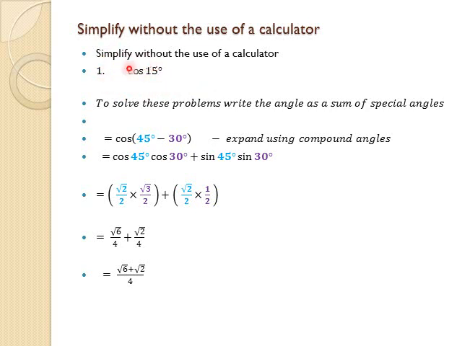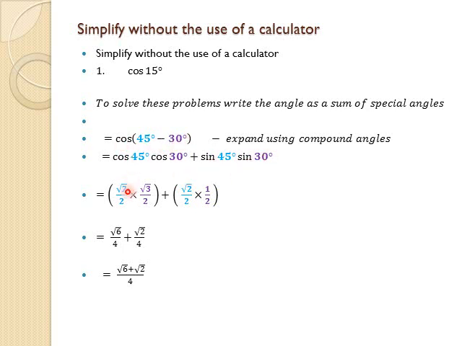Right, so the only way to simplify without the use of a calculator means you have to write it as special angles. So two special angles added or subtracted, that gives me 15. I can go 45 minus 30. Take note, I could have also said 60 minus 45. But 45 minus 30 gives me 15. If I expand, that would become cos 45 cos 30 plus sin 45 sin 30.